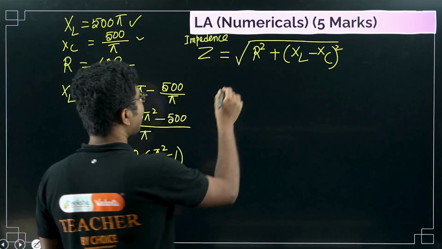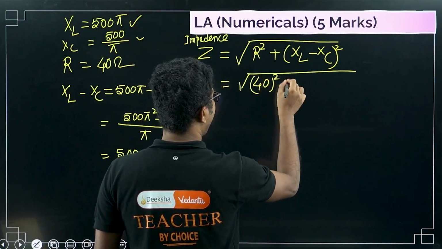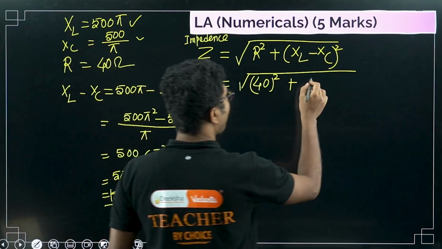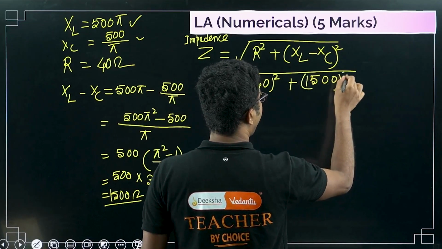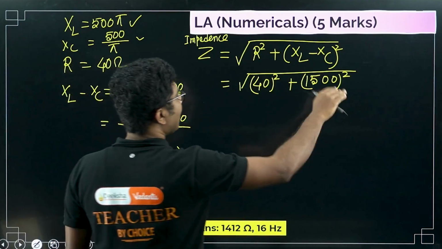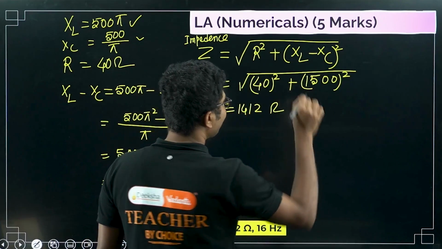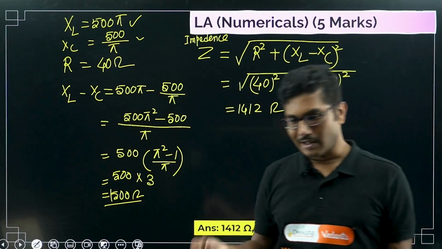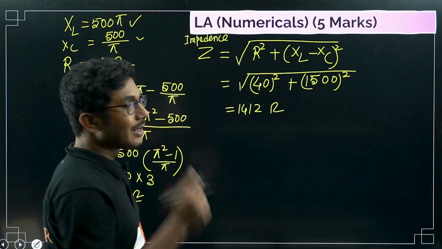Now what is the value of R? R is 40. So you have to do 40 square plus 1500 square. If you calculate this entire thing, you will get this value to be 1412. Sorry, I am taking a shortcut because I am not using any calculator. You can calculate this value using your calculator, which is allowed during your PU board exam. Now let's calculate the resonance frequency.